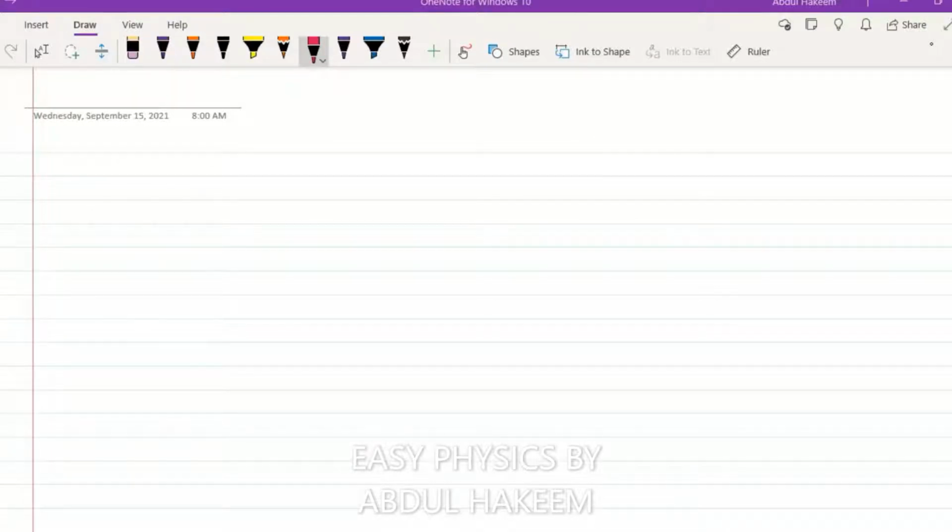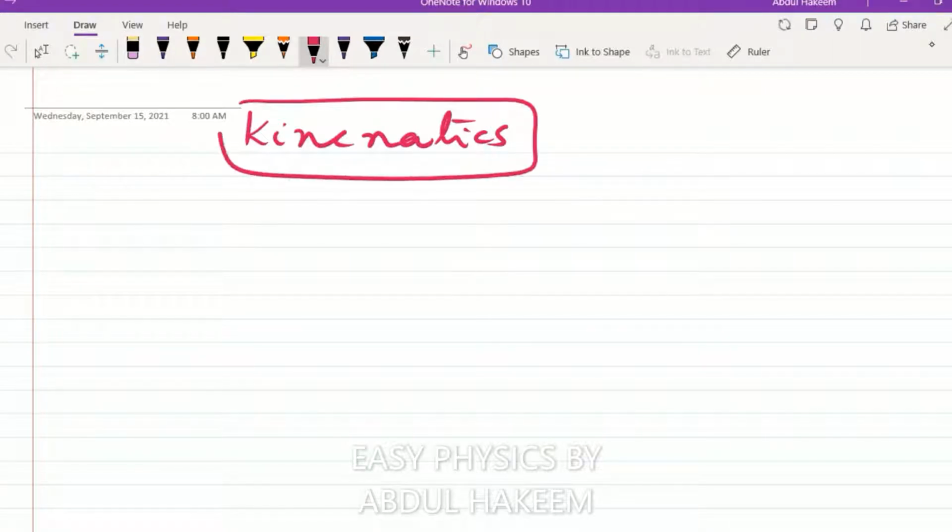Okay, so the new chapter is kinematics. In this chapter, first of all, we have to define a few physical quantities. Number one is the distance.